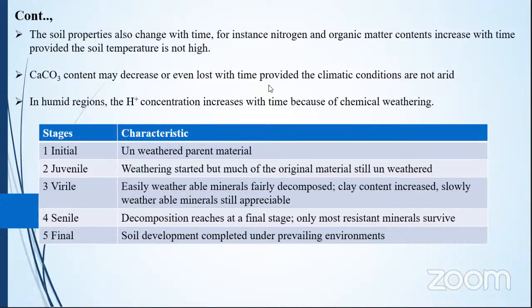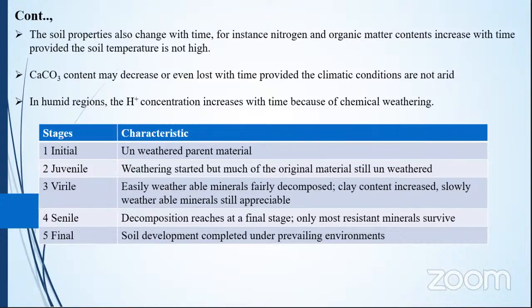You can even see one layer called the organic layer. We call it the O layer in pedology. You can see this type because the temperature is not that high. Naturally, we can see nitrogen and organic matter content increase, while at the same time calcium carbonate, CaCO3, content may decrease. It is lost when time is provided if the climate conditions are not arid.